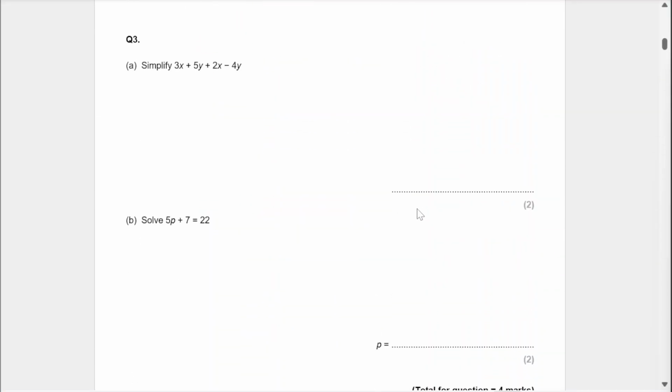Question 3, simplify. We're going to be collecting our like terms together here. So 3x plus 2x would give us 5x. And then I always circle the next terms, including the operators in front of them. So plus 4y minus, plus 5y minus 4y would just be y, or 1y, so plus y.